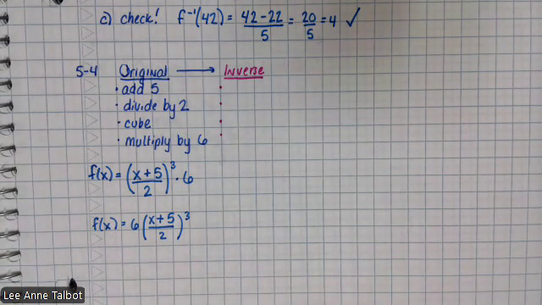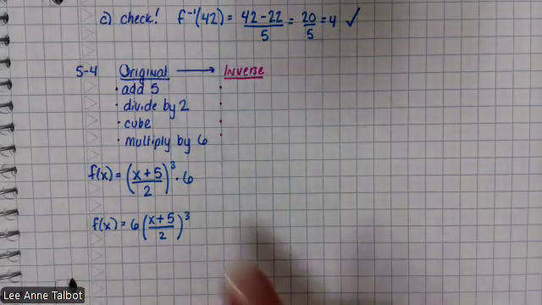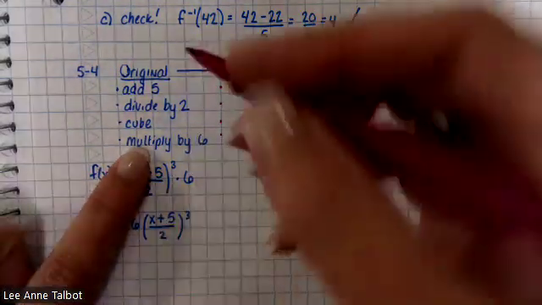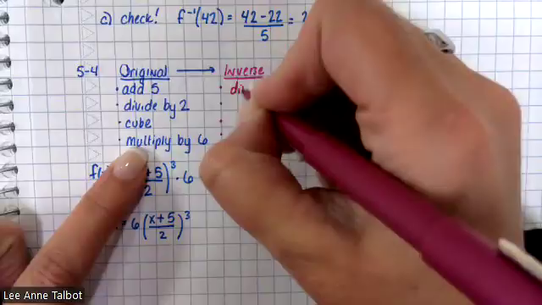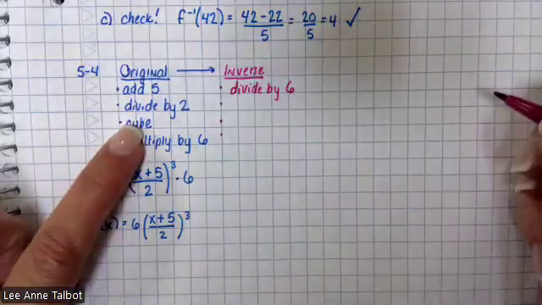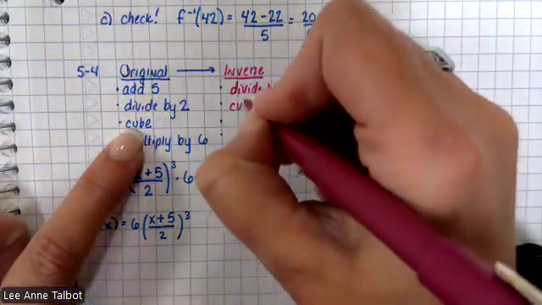Okay. Do you guys have any questions about how I got the original function? You sure? Okay. Now, what will be the first thing I'm going to undo? Okay, yes, you answered two questions in one. The first thing I'm going to undo is multiply by 6 by dividing by 6. Yep, then cube root.